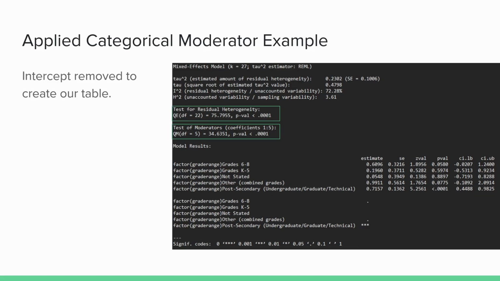What this will do is it'll create our table just like we're used to seeing. So you can see the intercept is now removed, and we now have estimates for all of the levels instead of assigning one of the levels as an intercept.